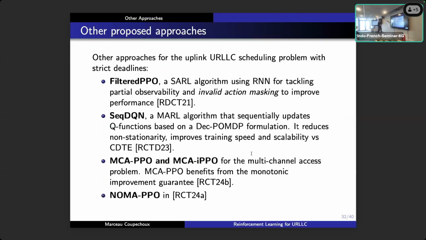If you are interested, we have other approaches in terms of URLLC scheduling for the uplink with strict deadlines. Filter PPO is more adapted to periodic traffic. SecDQN and MCA PPO are two multi-agent reinforcement learning approaches for the same problem. This one is not for NOMA. It's a classical framework, let's say. And this one is for multi-channel access. So all the references are in the presentation.